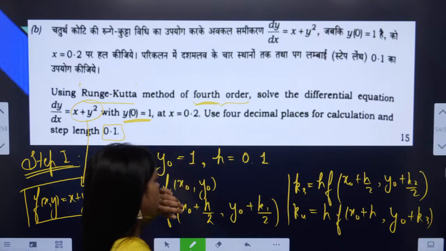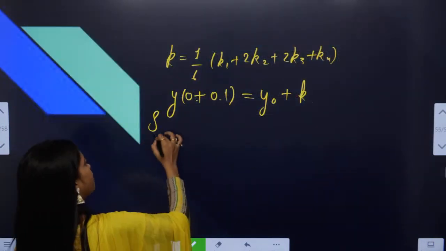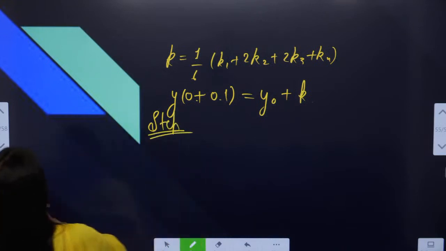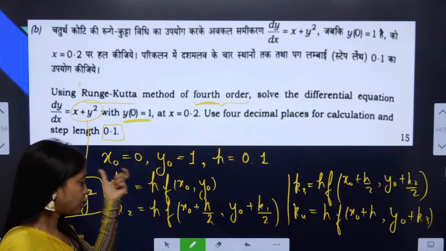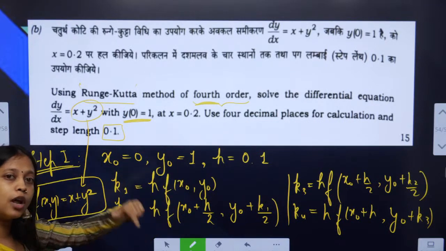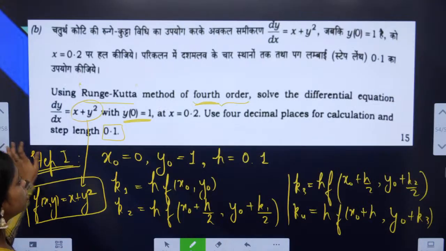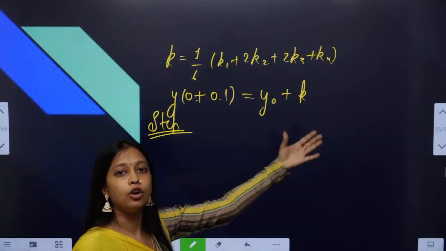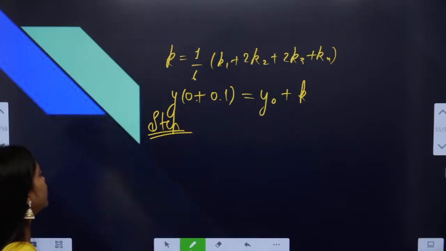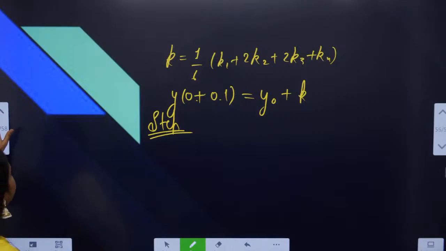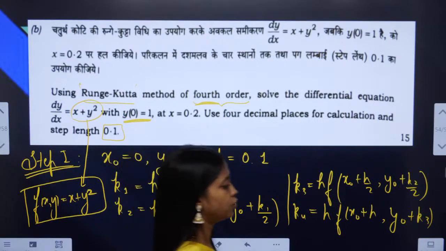Just a second. Yes. So the calculation requires 4 decimal places. In step 2, where you started with the condition x naught 0, y naught 0, now x naught becomes 0.1 and y naught becomes y1, which is y naught plus k. You will have a definite value, a number. So you will use that and again apply the same formula to get to your answer.